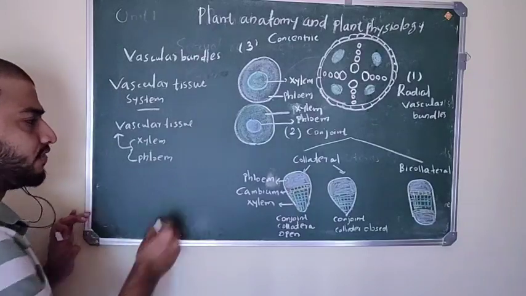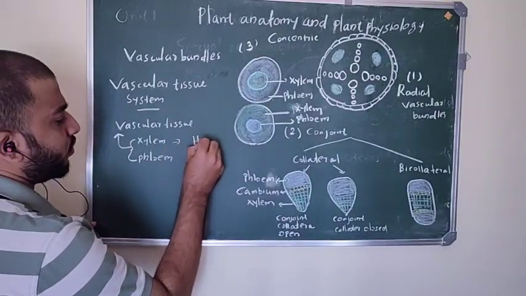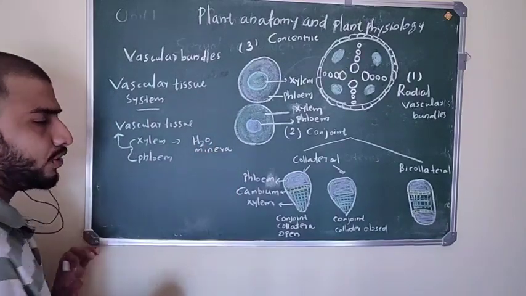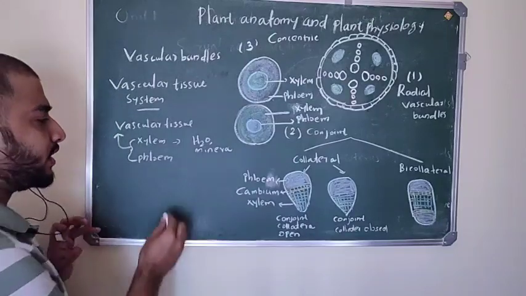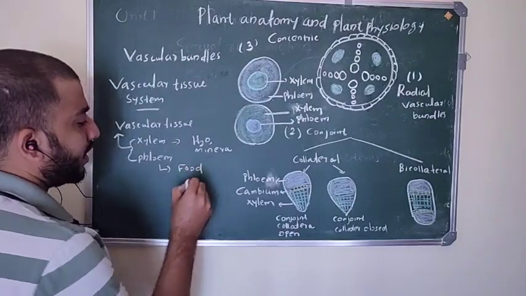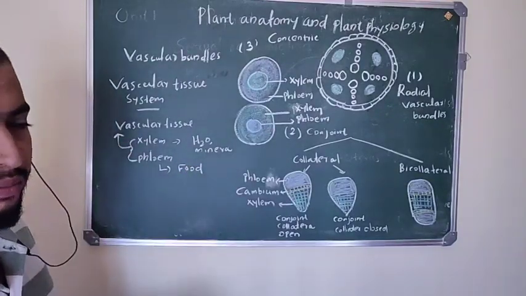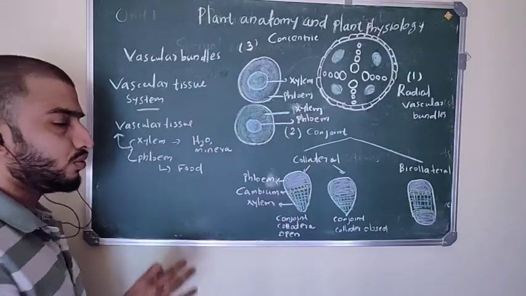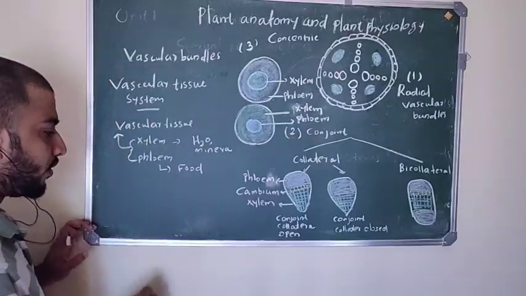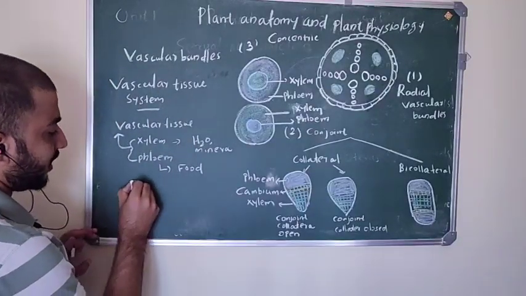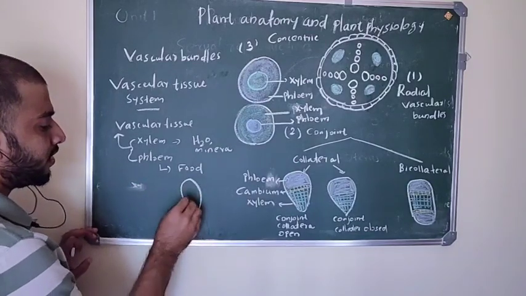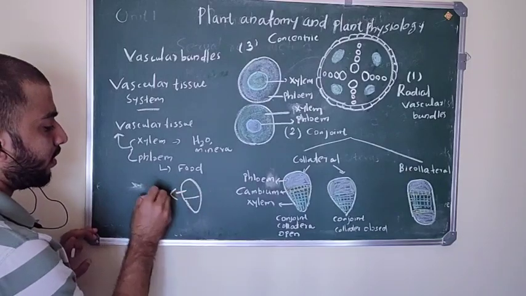So what is the function of xylem? Xylem conducts water and minerals from root to leaf. Then what is the function of phloem? Phloem conducts food materials from leaf to different parts of the plant. These two tissues, xylem and phloem, are found like bundles, and those bundles are called vascular bundles.